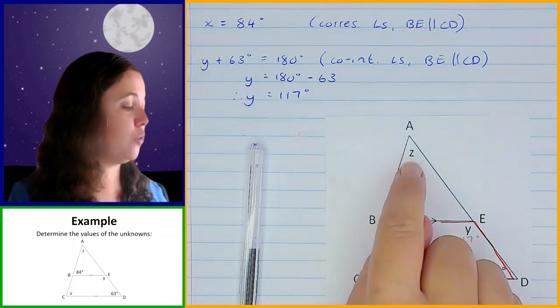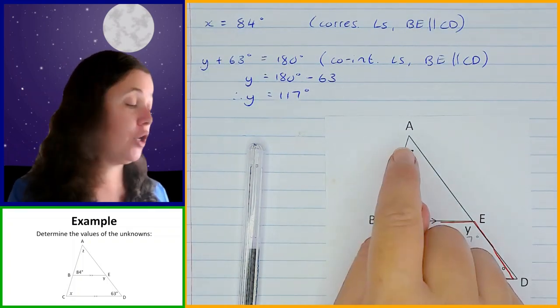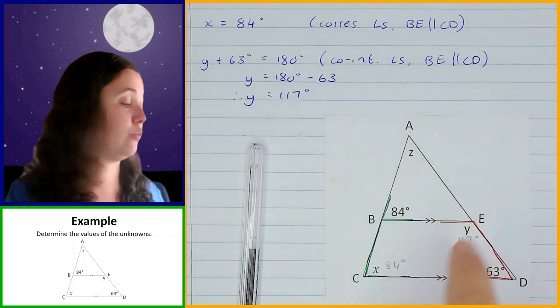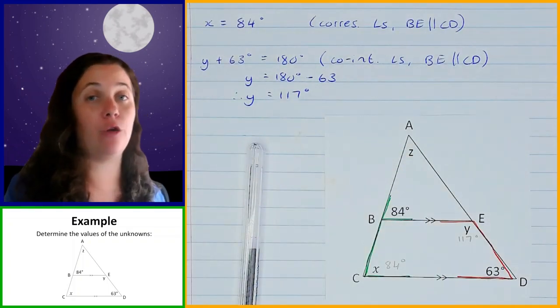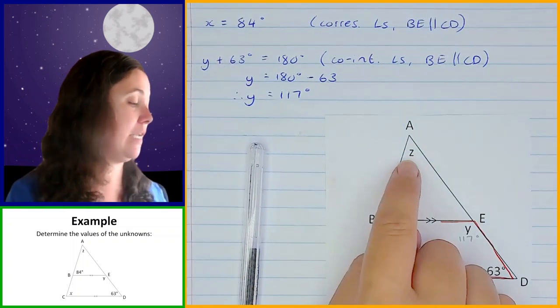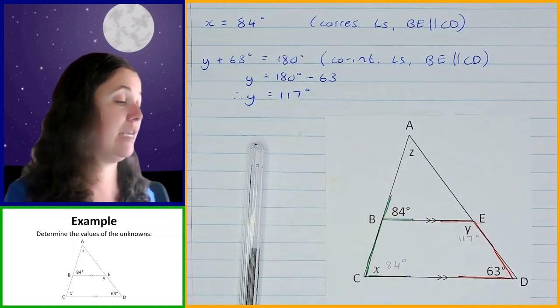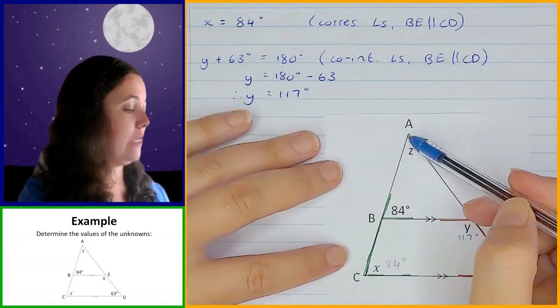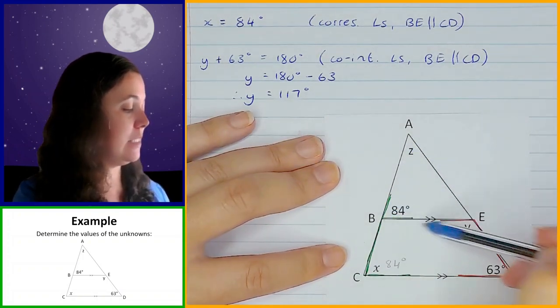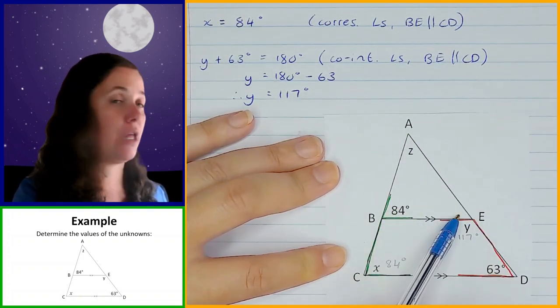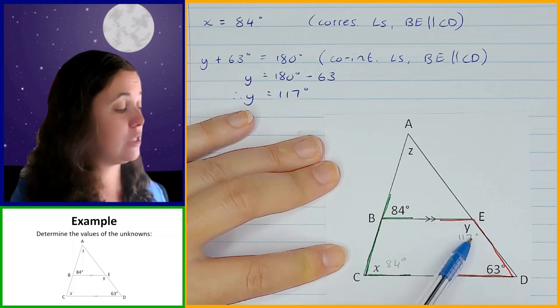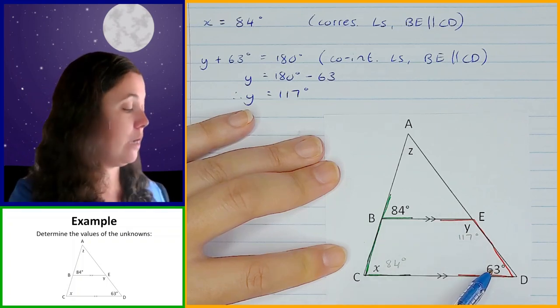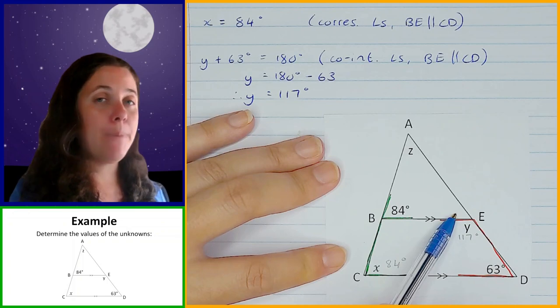To work out z, the only thing I can do with z here is work with the triangle, because the z is nowhere near any parallel line. So I can't work with parallel lines for z. What I can do is work with the interior angles of my triangle. I can say, do I know in triangle ABE the interior angles? I know that one. I don't know that one. I could work it out because I have got this angle over here that I could use to work it out, but I don't know it yet.